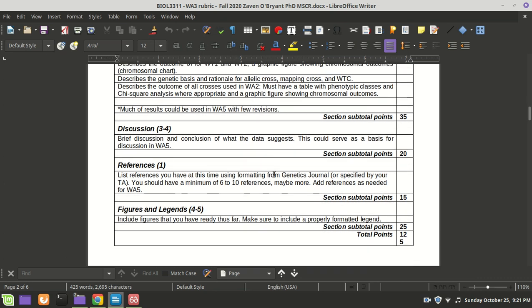Let's see. Brief discussion and conclusion of what the data suggests. This could serve as the basis for discussion. So this is maybe the hard one, and the one you're going to probably leave a little for WA5. But at least start it. Put in a brief discussion and conclusion about what the data suggests. What do the results suggest? Do they suggest the location of your gene?